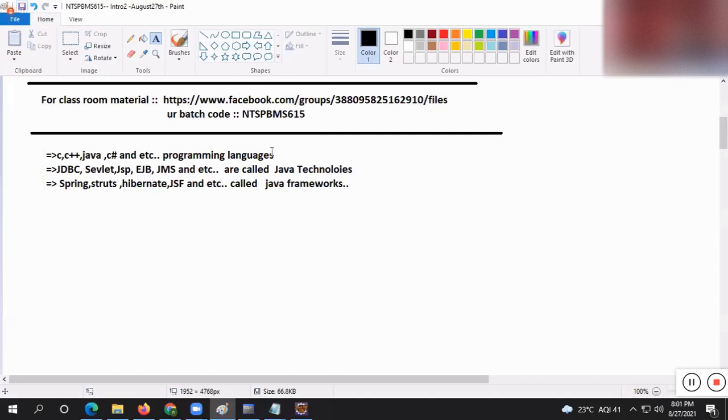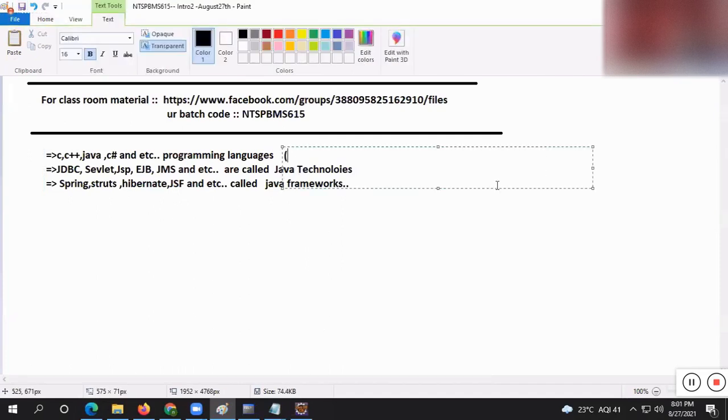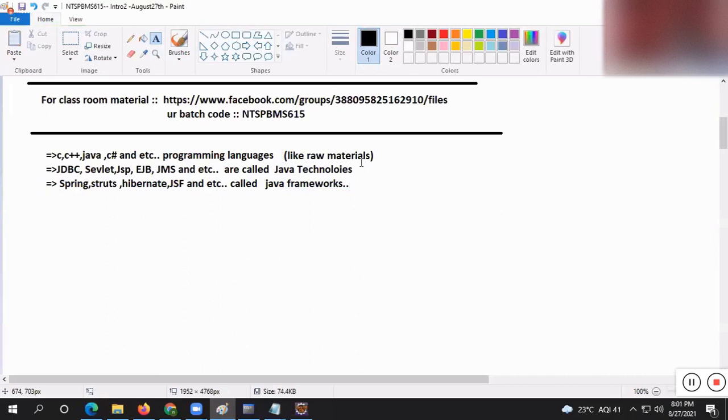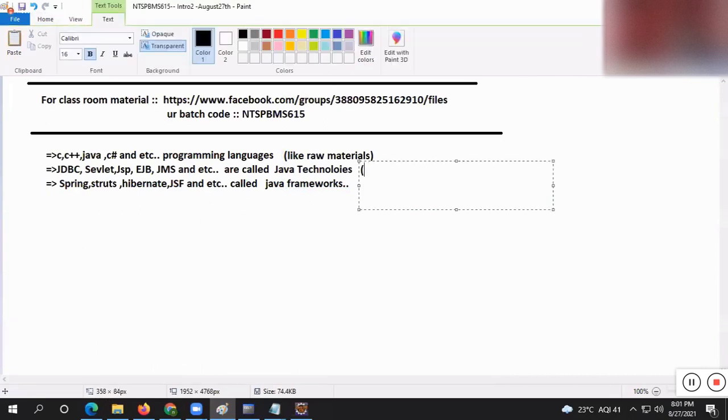These are like raw materials. I'm starting from 0%. You might have heard these terminologies here and there, but I'm going to give you complete technical knowledge. After today's class, you will never wonder why people name them language, technology, and framework. What's the use of learning Spring or JDBC without knowing what a technology is, what a framework is, and the difference between them?